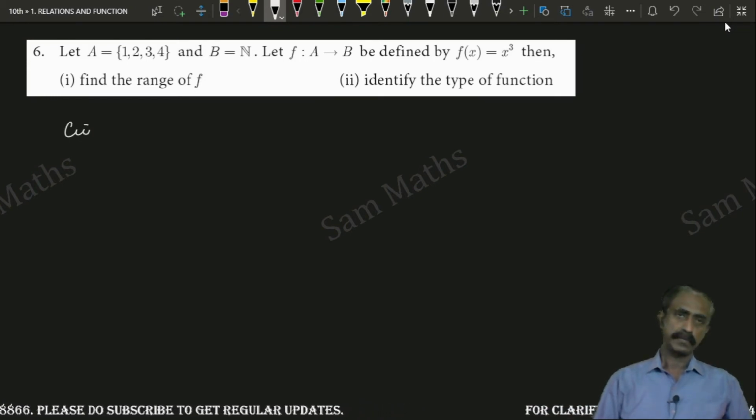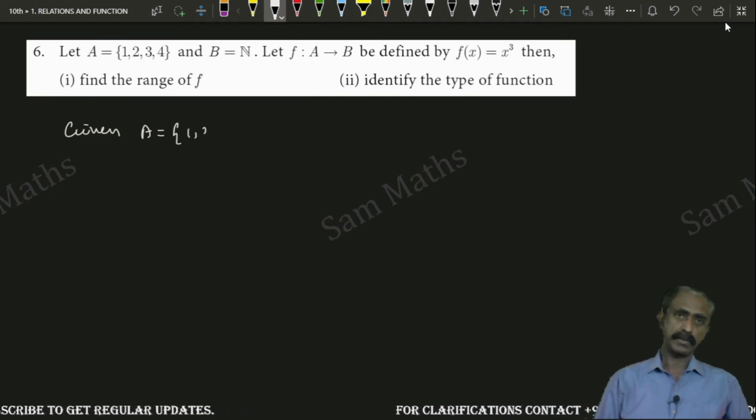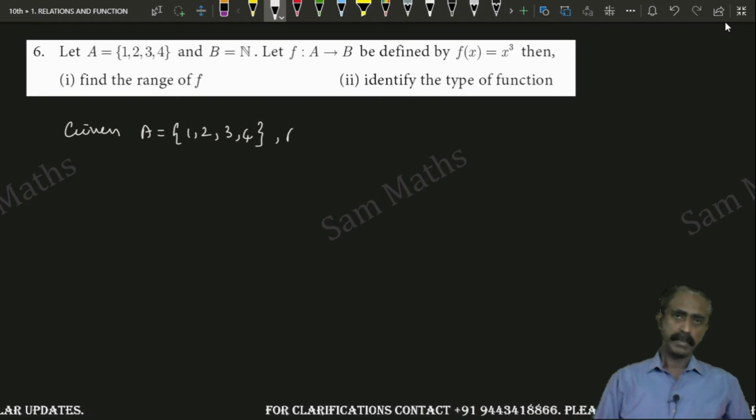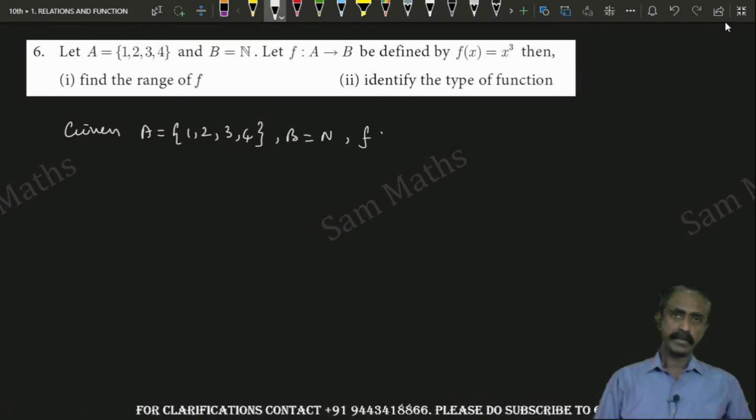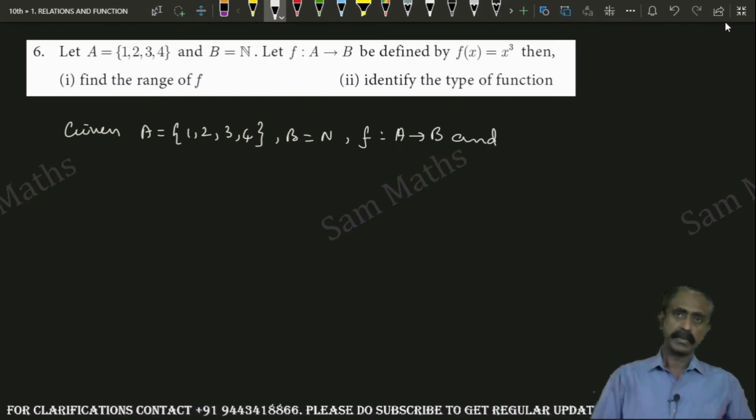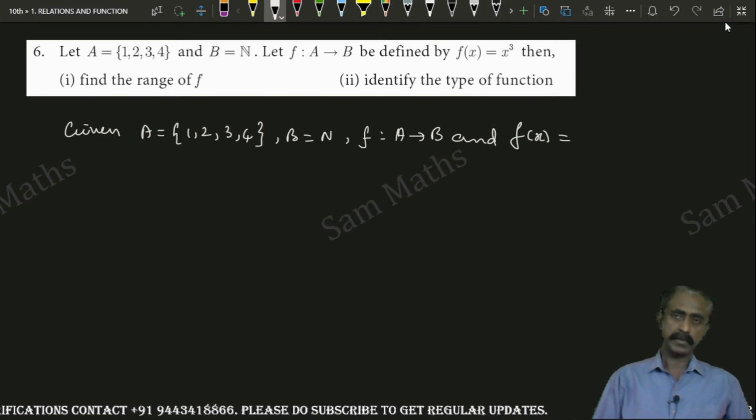Given A is equal to {1, 2, 3, 4}. B is equal to the set of all natural numbers. f from A to B and f of x is equal to x cube.